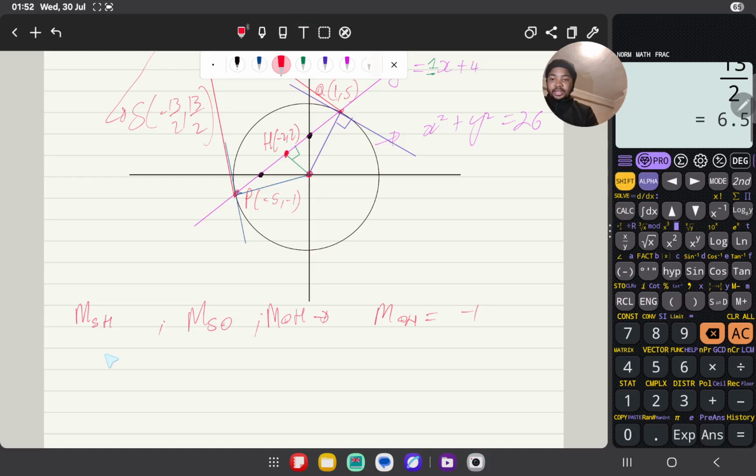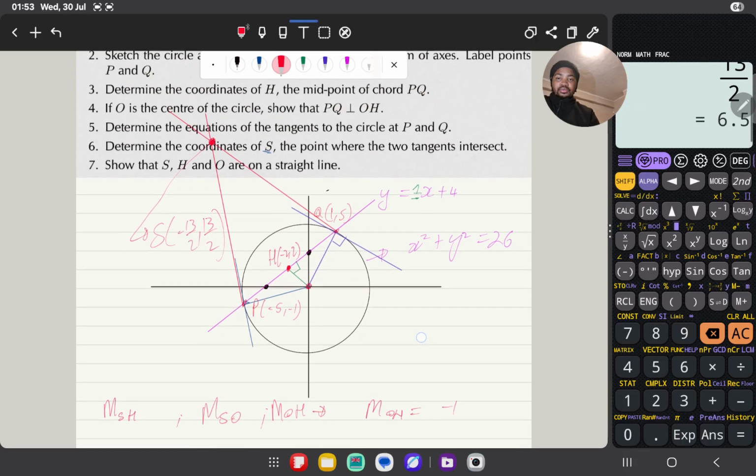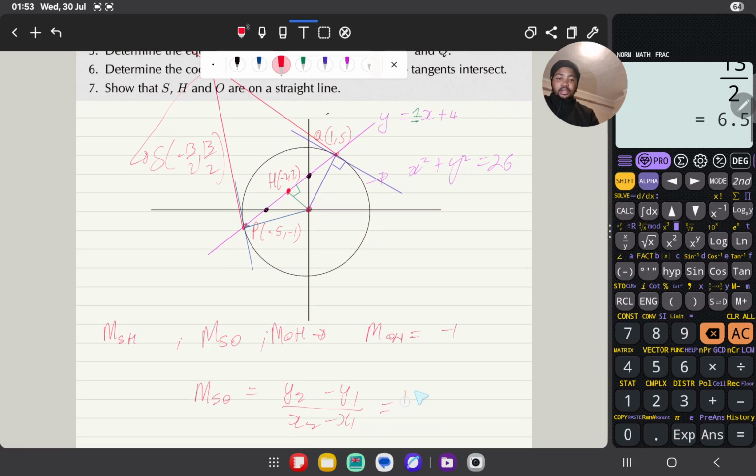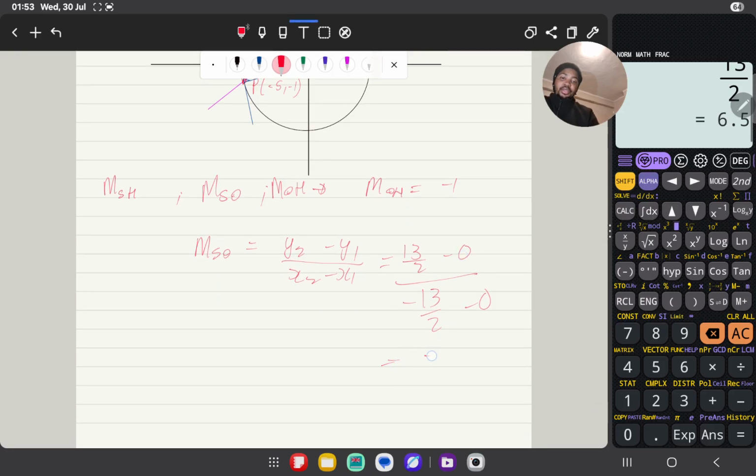So I can find the gradient of SO, which is y2 minus y1 over x2 minus x1. The y value is a positive 13, so I have 13 over 2 minus 0, over minus 13 over 2 minus 0. The zeros are gone, and it's going to be negative 1, which matches the negative 1.